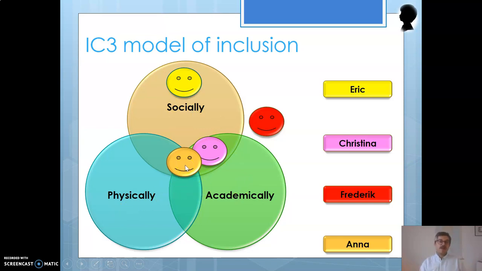The IC3 model, you also see why it has its name here, because it consists of inclusion and circles, and there are three of them. So the one, two, three, the IC3 model. That is a tool, and that's a way of identifying which pupils, which students we have where, who's included and who's not.